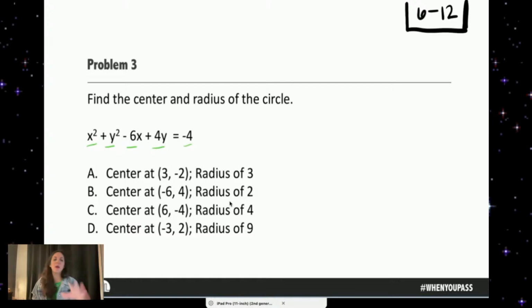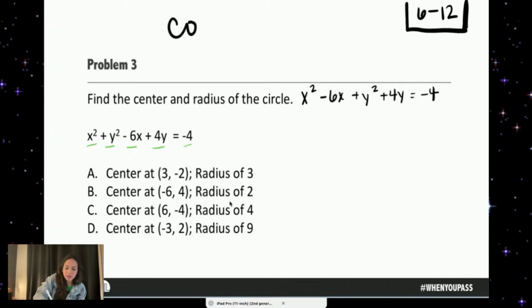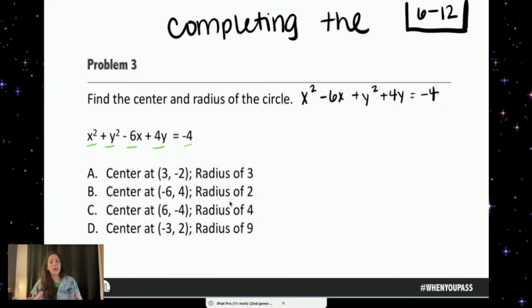So, completing the square, not my favorite process, but it becomes super helpful when you have to do something like this. So I'm going to put my x terms together and my y terms together, and I'm going to leave the negative 4 as it is. So x squared minus 6x plus y squared plus 4y equals negative 4. Now, the process of completing the square puts this in standard form. It can also put a quadratic in vertex form.